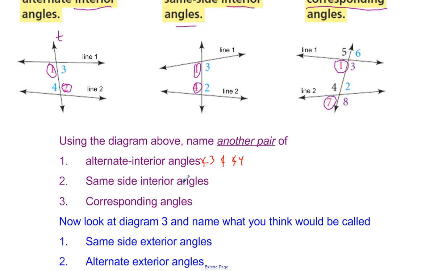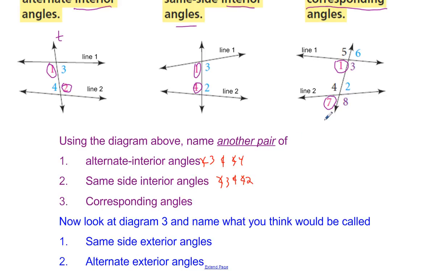Name another pair of same side interior angles. Same side interior would be angles 3 and 2. So angle 3 and angle 2. That's another pair of same side interior angles.